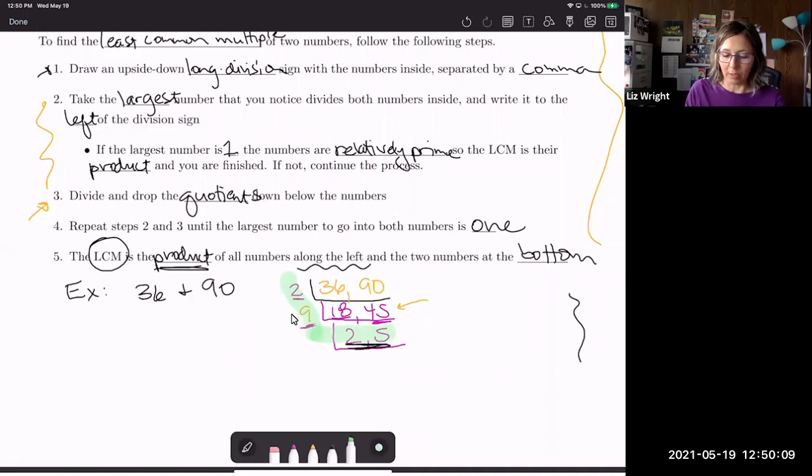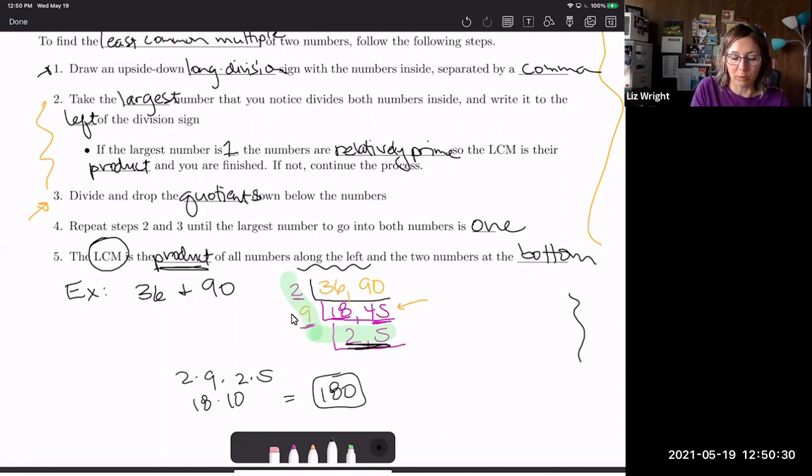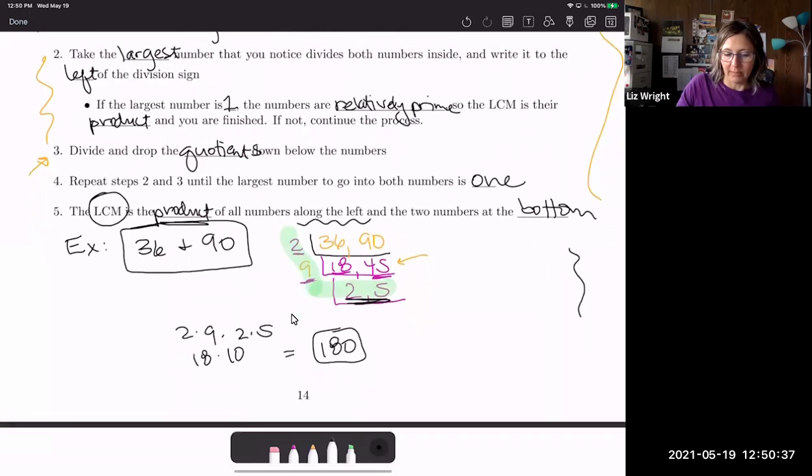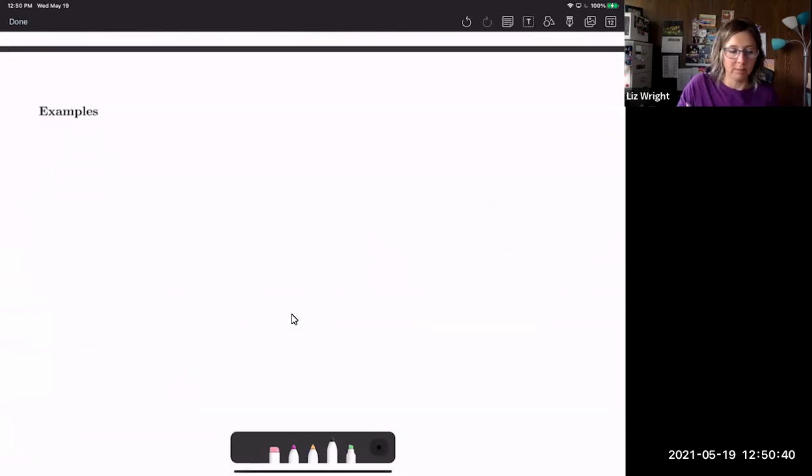So we're going to take the product of those numbers. So 2 times 9 times 2 times 5. And we're going to multiply it together. So I see that 2 times 9 gives me 18 and 2 times 5 gives me 10. And then 10 times 18 is going to give me 180. So what that means is that my LCM, my least common multiple between 36 and 90, is 180. All right, so now let's try some more examples. We've at least got one under our belt.